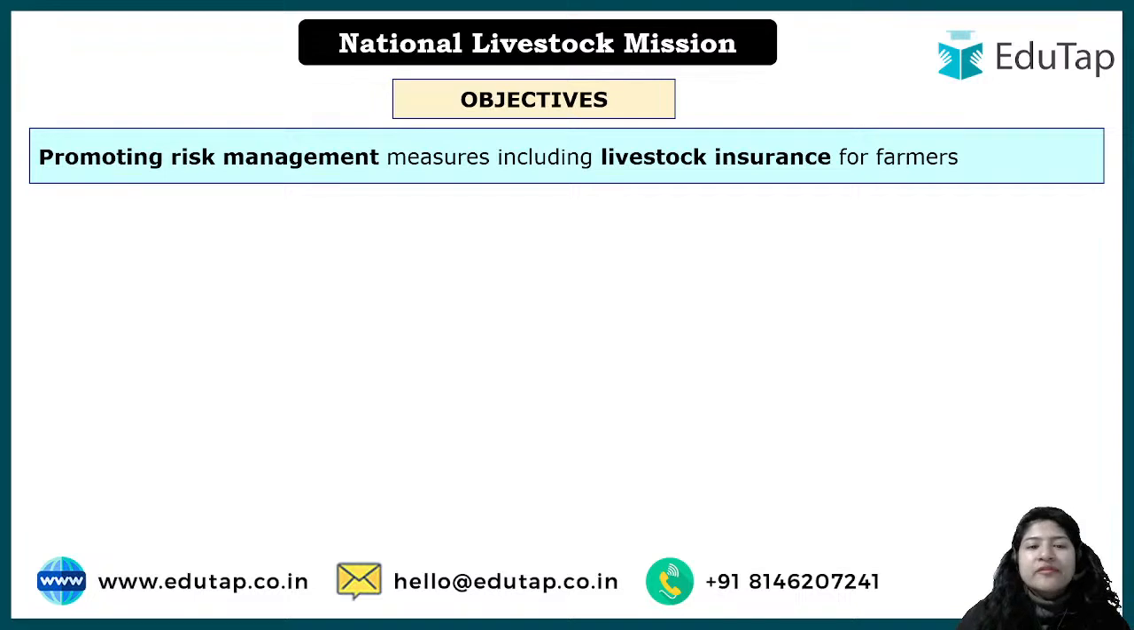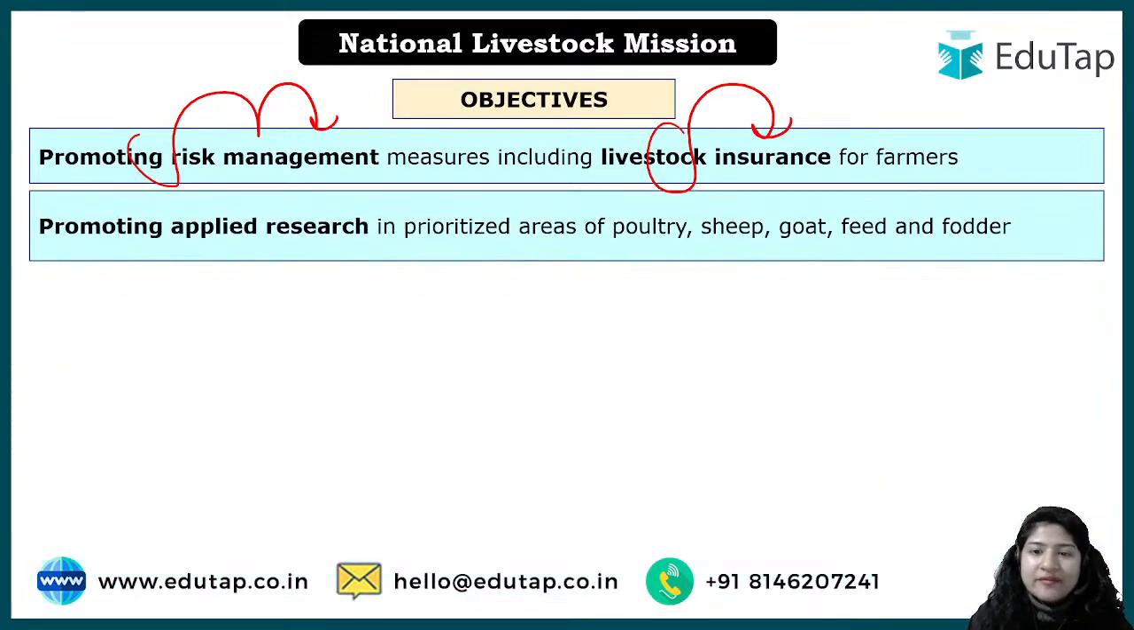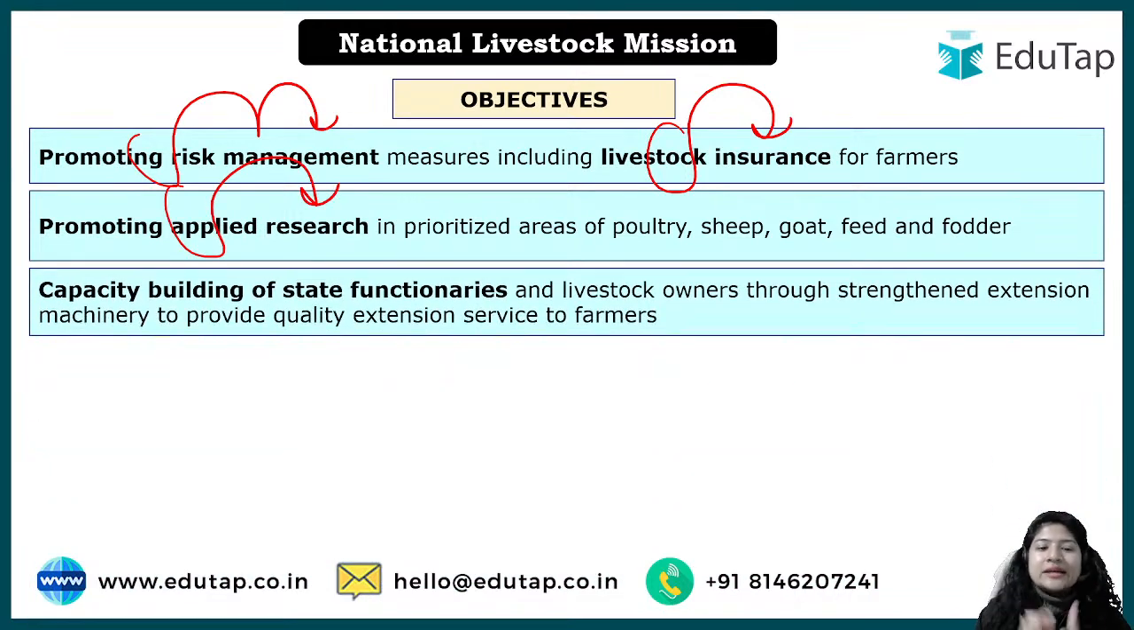Apart from that, promoting risk management. How? By providing livestock insurance to farmers. Just like we have life insurance, and for agriculture we have a lot of insurance schemes, similarly for livestock also, if they have insurance, definitely it will boost their confidence and they will be more risk taking. And definitely we have to focus on research also, because when research is done at the theoretical level, then only it is practically implemented, right? So that has to be done.